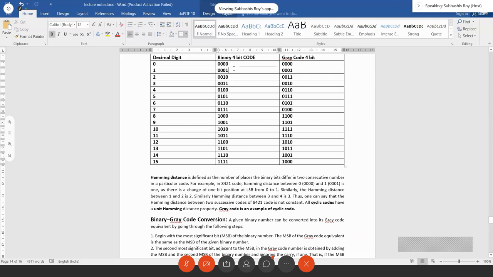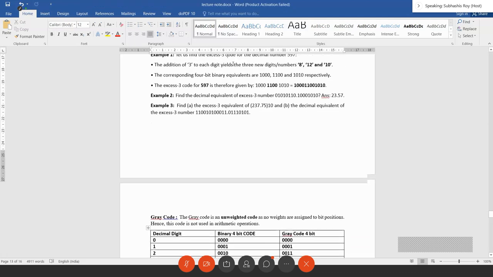So you see that as I go forward, taking different examples like 0 to 1, 1 to 2, 2 to 3, or 3 to 4, I am getting a different kind of Hamming distance, not a constant Hamming distance. So whenever in any particular code the Hamming distance is not constant, that code is not a cyclic code. That code is actually a non-cyclic code. So the binary 4-bit combination code is actually non-cyclic. Are you getting my point?